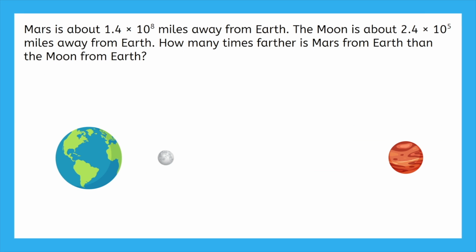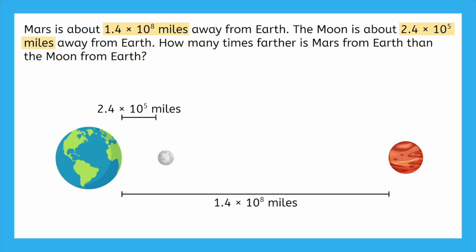To know how many times farther Mars is, we'll need to divide the distance to Mars by the distance to the moon. So let's evaluate 1.4 times 10 to the 8th divided by 2.4 times 10 to the 5th. I'll write the division in fraction form.